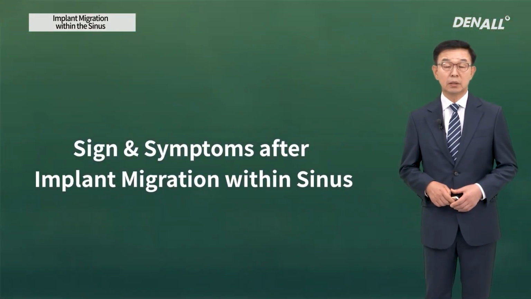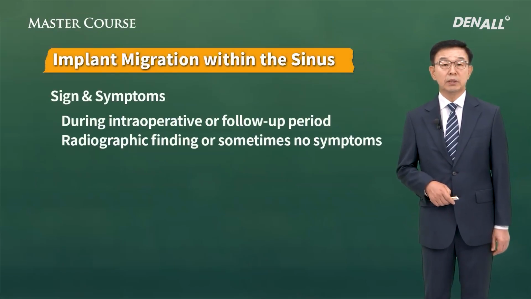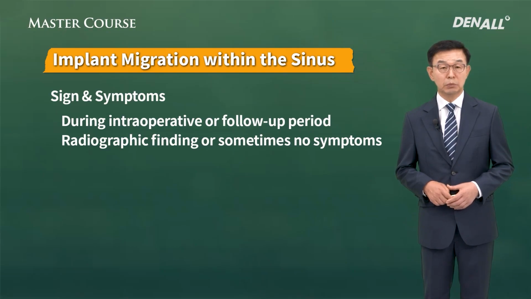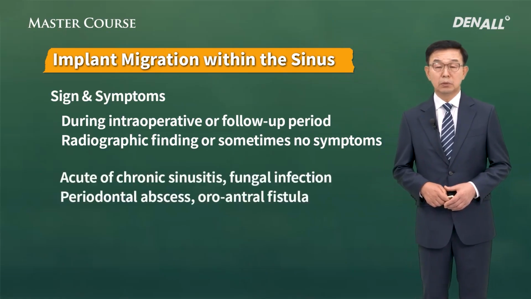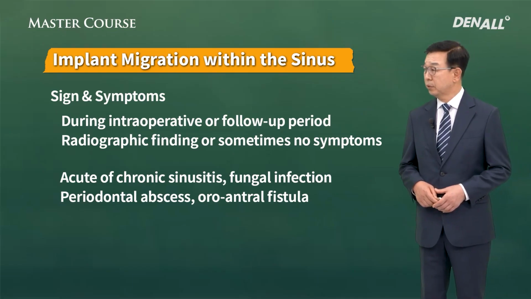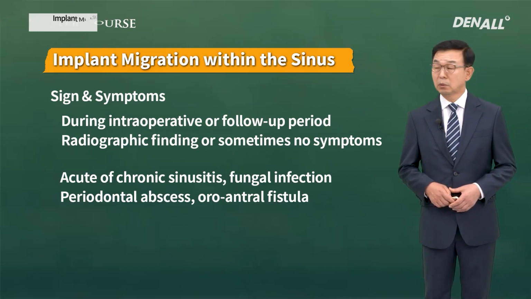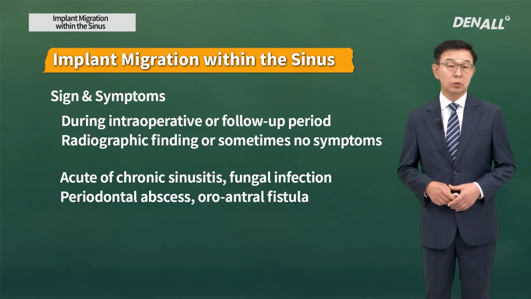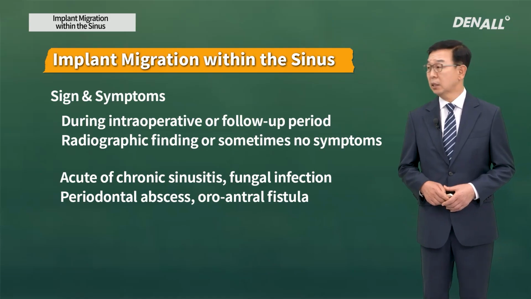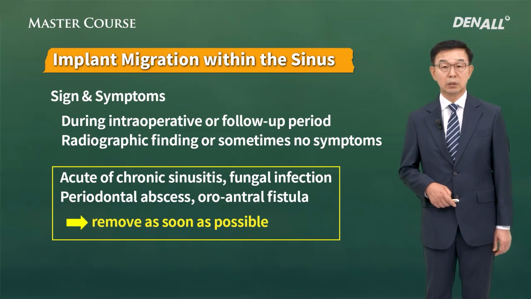Let's look at the symptoms when the implant falls into the sinus. At times, there may not be special symptoms. However, in most cases, when the implant migrates into the sinus, it can lead to acute or chronic sinusitis, and rarely it can lead to fungal infection. An oroantral fistula can also be formed. Therefore, when you do a crestal approach or window approach, you need to do regular checkups, and if the implant has migrated into the sinus, you need to remove it as soon as possible.